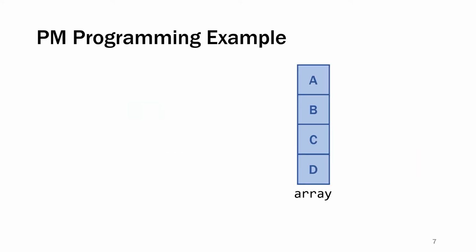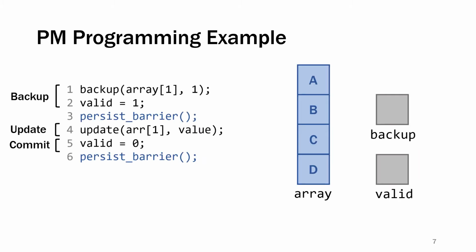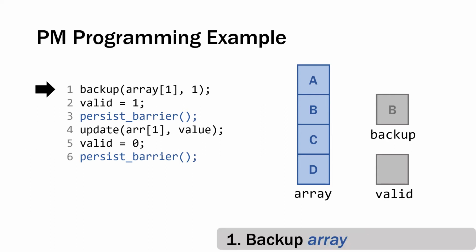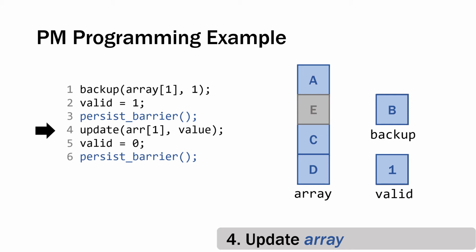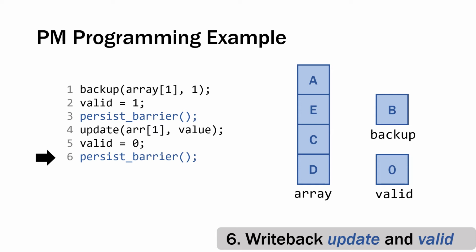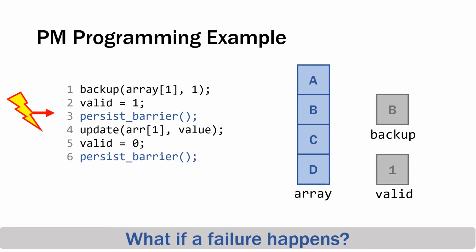Now let's go back to the example. The left side shows a code implementation of the crash consistency mechanism with 3 steps: backup, update, and commit. On the right side, there are 2 new data structures. One is the backup of the old data, and the other is valid, showing the validity of the backup. First, the program makes a backup of the array, and then it sets the valid to 1 and uses the persist barrier to write back the backup and the valid. And then it does an in-place update and sets the valid back to 0 and writes back all the updates. It seems correct, but what if there's a failure?